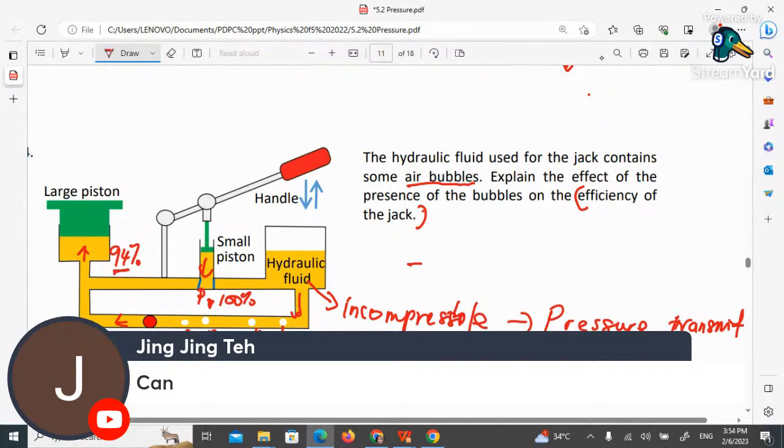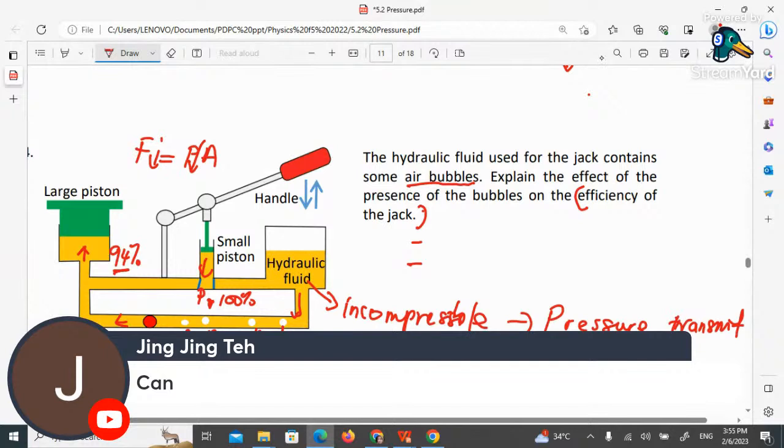So the pressure is no longer transmitted equally, and F equals PA. If the pressure is decreased, the output force will be decreased. That means the expected amount of load that can be lifted will become smaller, meaning it cannot be lifted up. It is no longer efficient, or less efficient. So you can write down some of the effects.